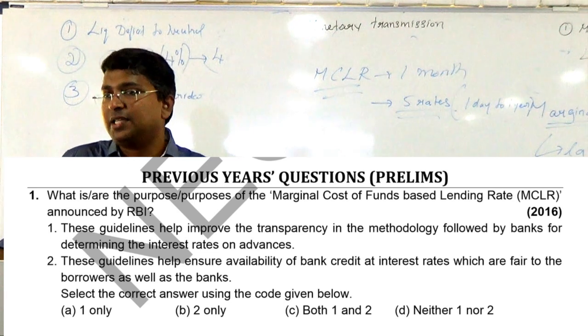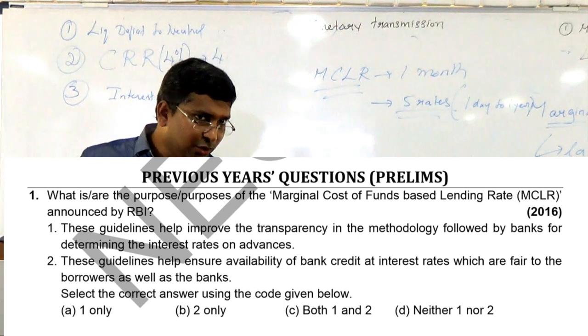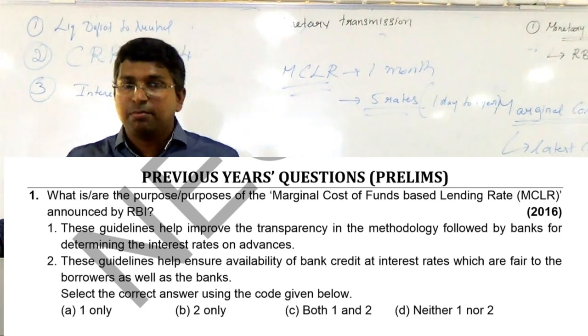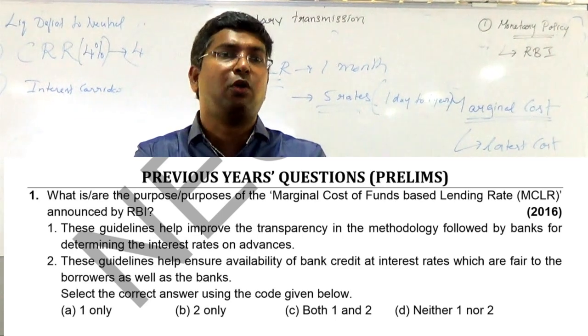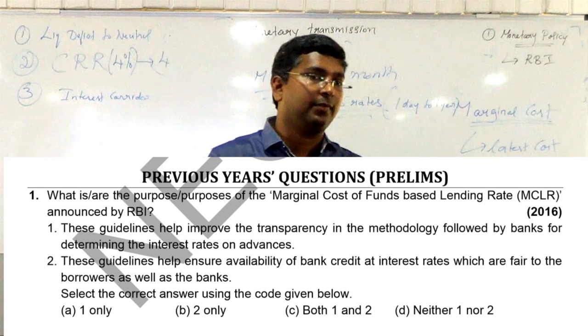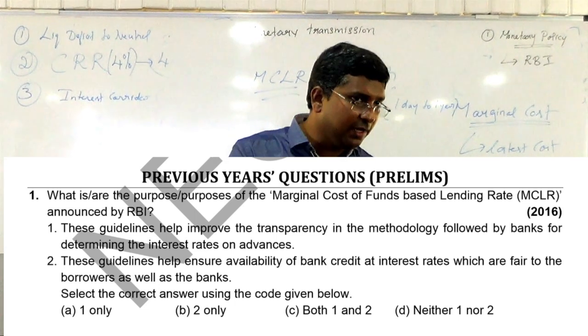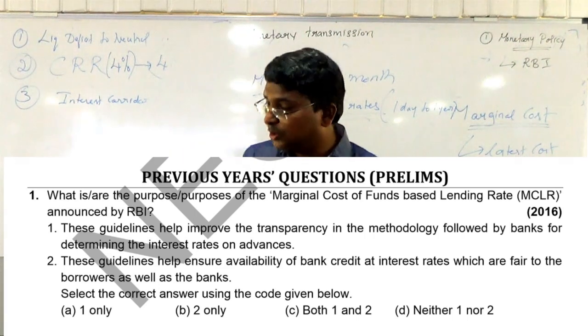What is this MCLR and what was the earlier regime? The earlier regime is the base rate regime. So just go and read the material. Now MCLR is in the news again. So be very clear with the concept. What all constitutes MCLR and what is the basic difference between MCLR and base rate? It's there in the material, I already explained. Please revise it. What is the answer? Both 1 and 2. Both the statements are correct.